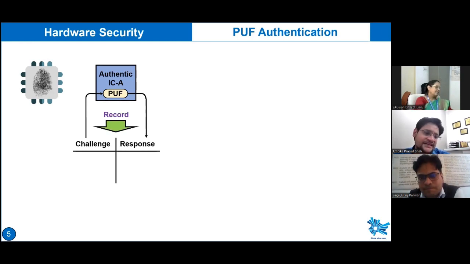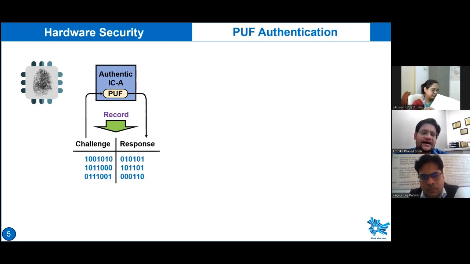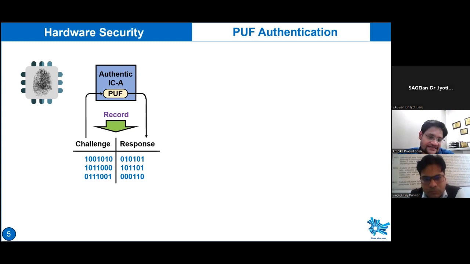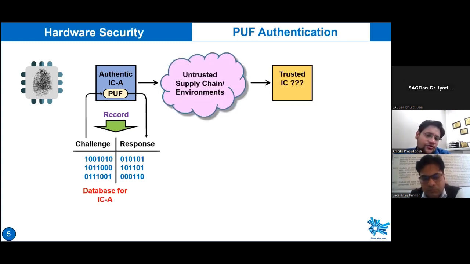Let us assume for each authentic IC there is a record of challenges and responses. Suppose I have some challenges and accordingly I have received some responses. While validating, I will provide the same set of challenges, and if I receive the same responses, then I can say the IC is a valid one. So this is the database for any IC.